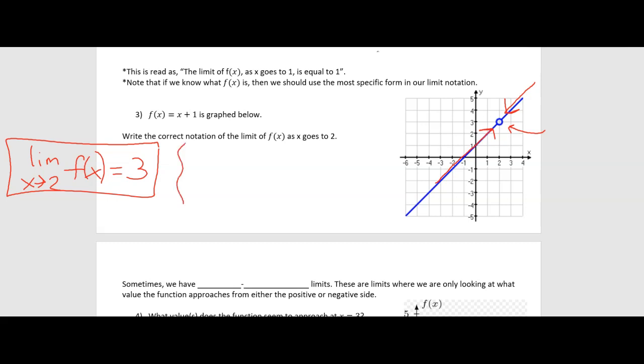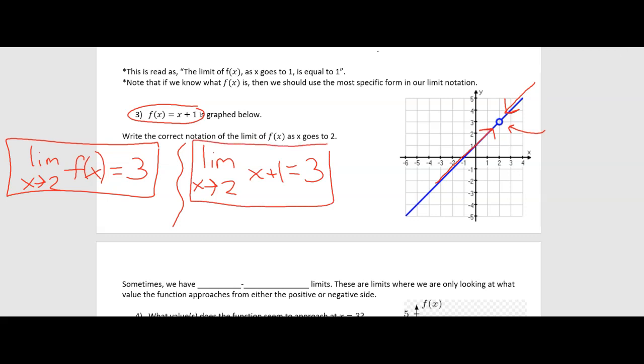Everything's going to stay the same. So I'm going to say the limit as x approaches 2. But now instead of just saying f of x, it tells us what f of x is, right? It tells us that this function is x plus 1. So if they give you the equation for the function, it's usually best to write that. Because it's just more specific to the reader, then the reader doesn't have to go searching for what f of x actually is. You just give it to them in your limit equation. All right, let's move on to the next page.